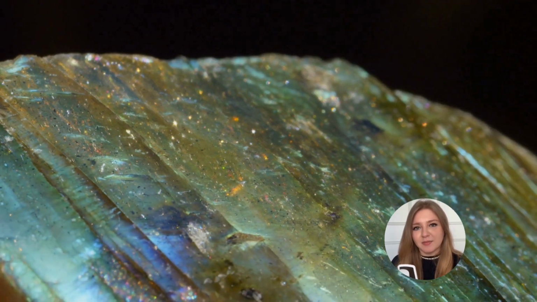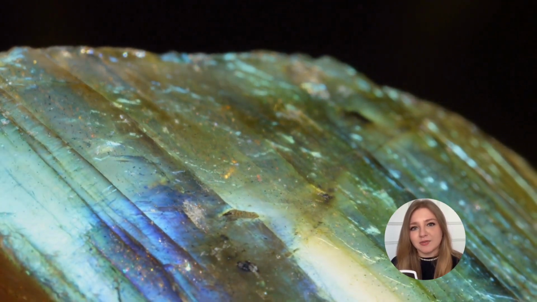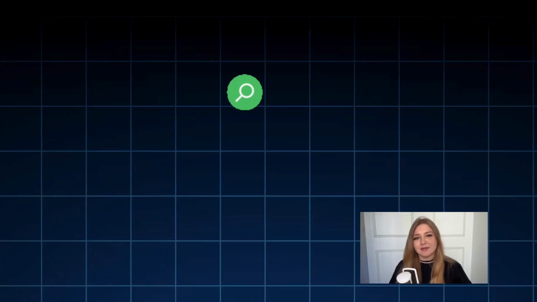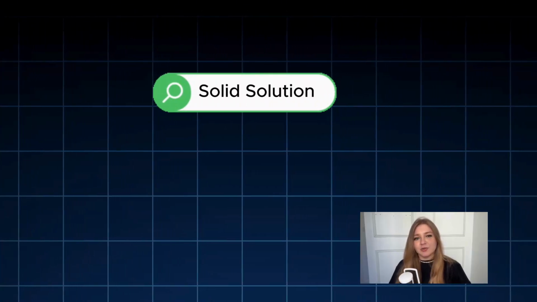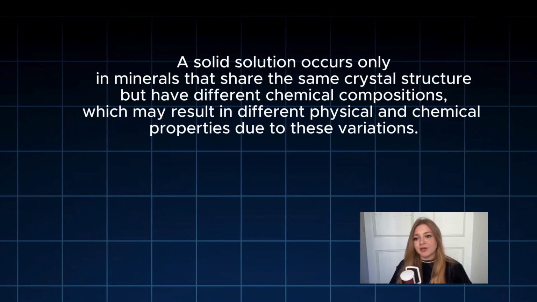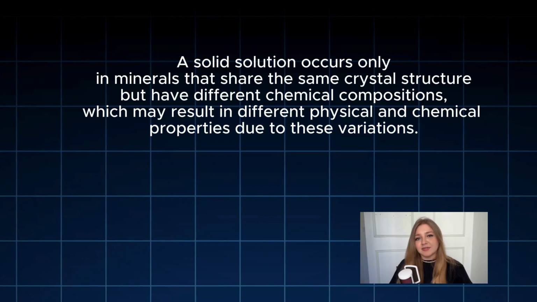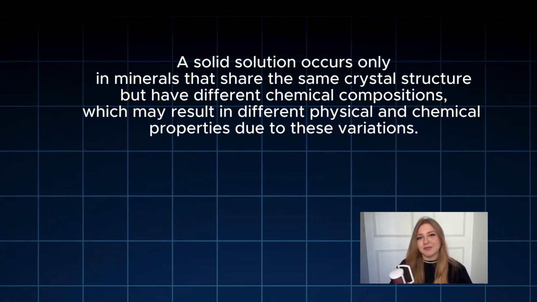Today we are going to talk about the Feldspar diagram, how to read it, and how to interpret the information it provides. The Feldspar group is a solid solution group. A solid solution occurs only in minerals that share the same crystal structure but have different chemical compositions, which may result in different physical and chemical properties due to these variations.